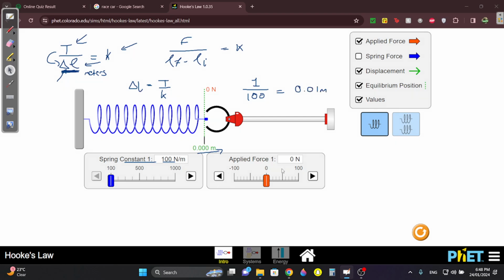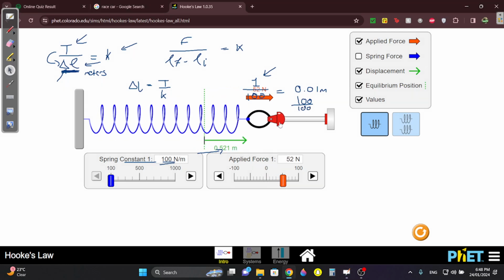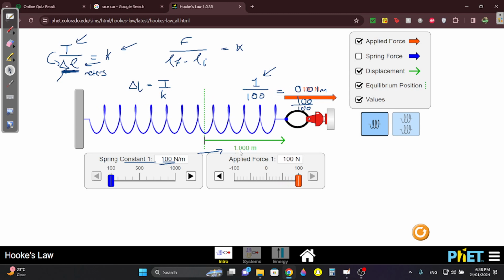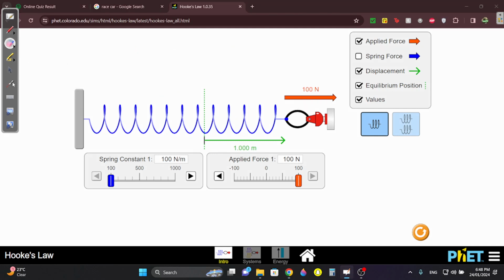So let's test it out. Let's add 1 Newton. Is it correct? Yes, it is 0.01 meters. Let's say I change this force now to 100. It becomes 100 divided by K, which is the spring constant, 100. It's going to be 100 divided by 100, which is 1, and here it is, 1 meter. So this is just to show you how the simulation works.